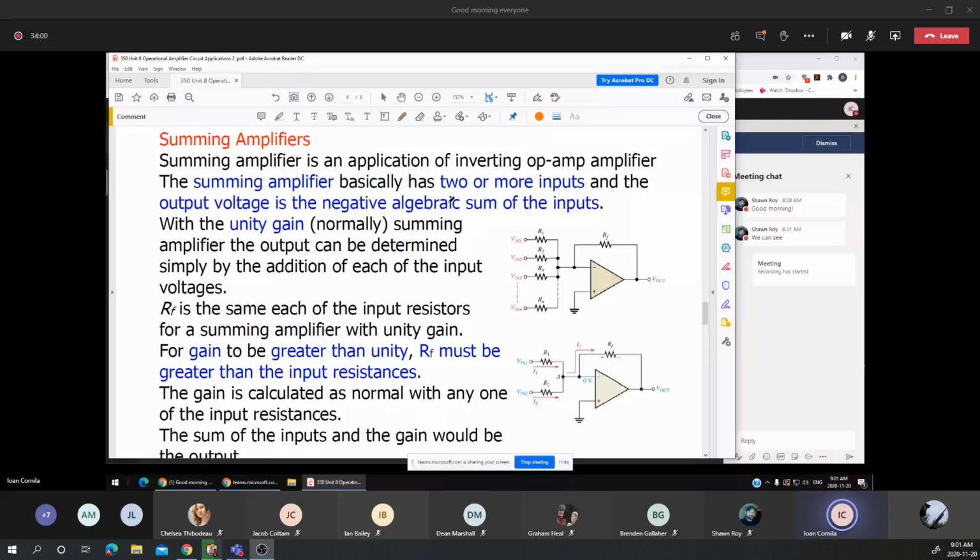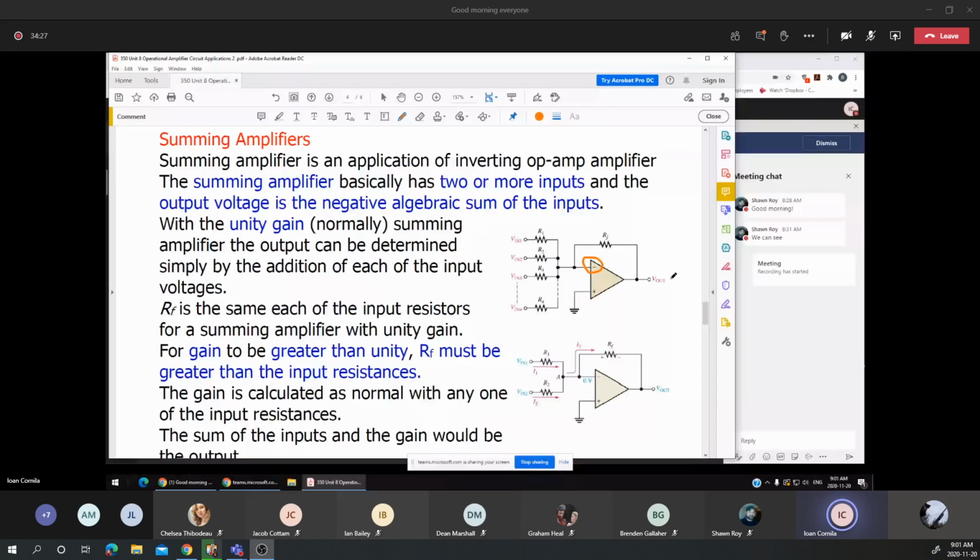It can have two or more inputs. The output voltage is a negative algebraic sum of the inputs. You notice that the input voltages are applied on the inverting input, which means that the output is out of phase with the input voltage, and the phase angle is 180 degrees.